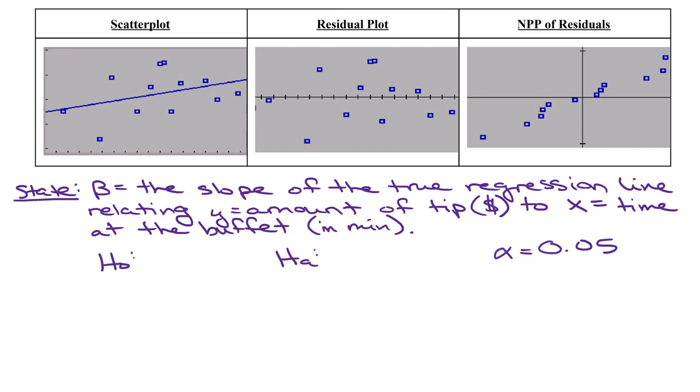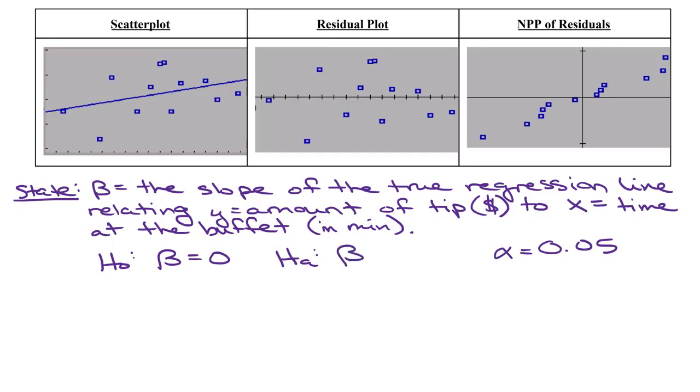For our hypotheses, our null hypothesis will be that beta is equal to 0. If beta is equal to 0, we're saying that our true slope is equal to 0. And remember, a 0 slope is a horizontal line. So this hypothesis means that as your x value changes, there's no change in the y value. That's our no change, no relationship, when your slope is equal to 0.